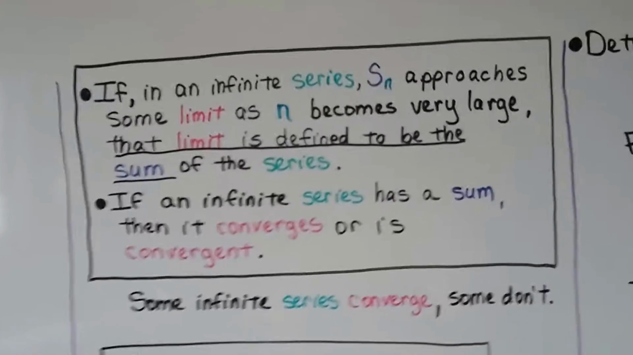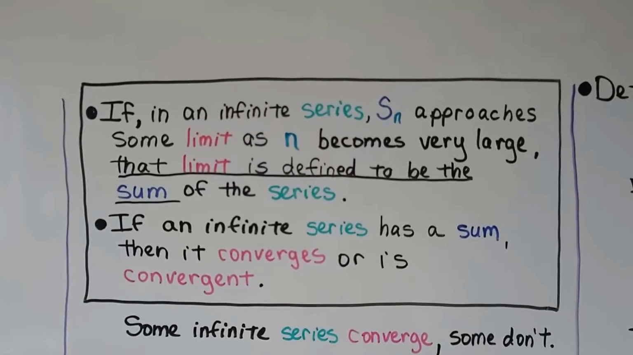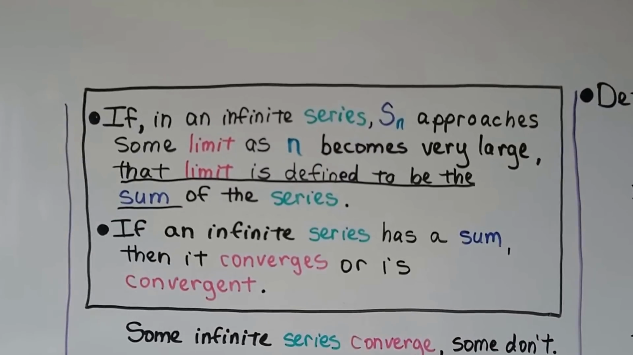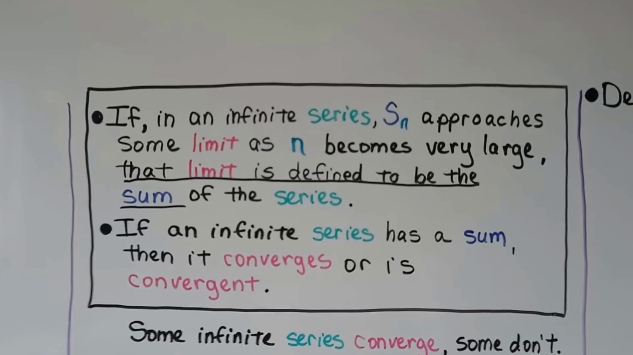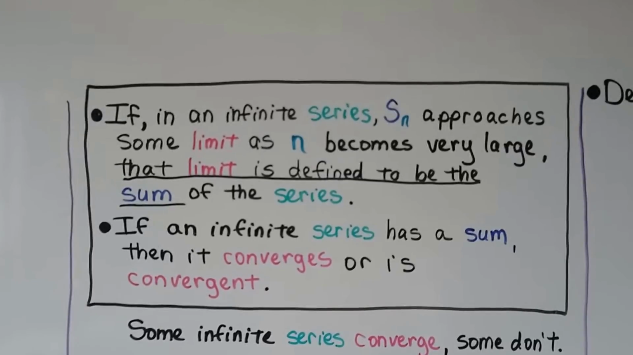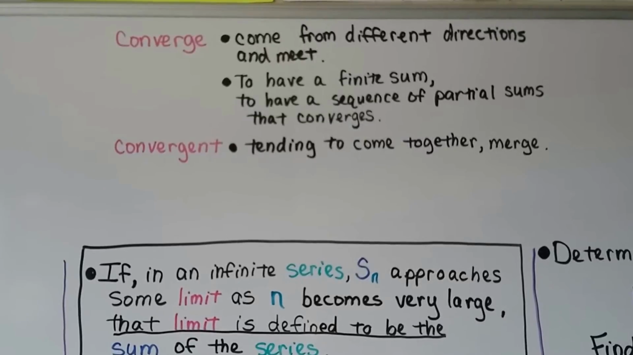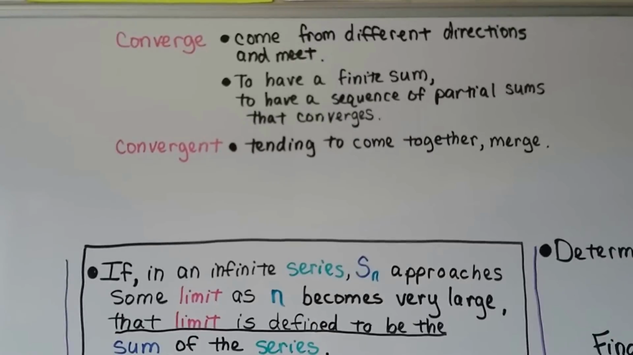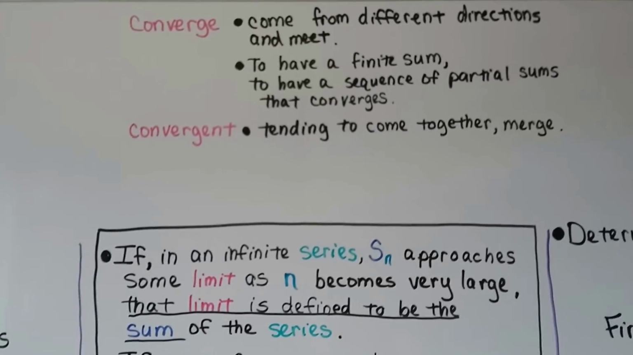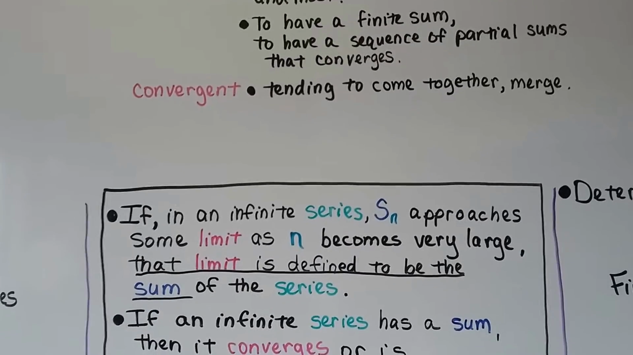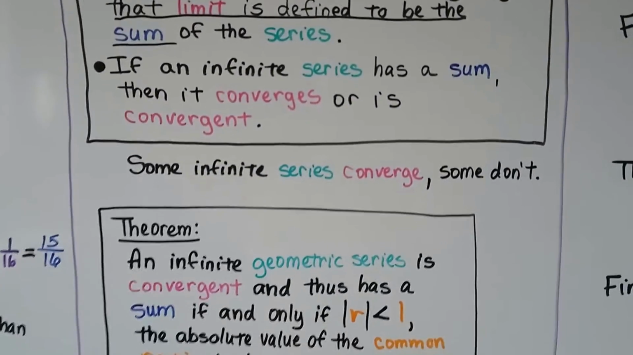So, if in an infinite series, s sub n approaches some limit as n becomes very large, that limit is defined to be the sum of the series. If an infinite series has a sum, then it converges or is convergent. To converge means to come from different directions and meet, or to have a finite sum, to have a sequence of partial sums that converges. Convergent means tending to come together or merge, okay? Some infinite series converge and some don't.